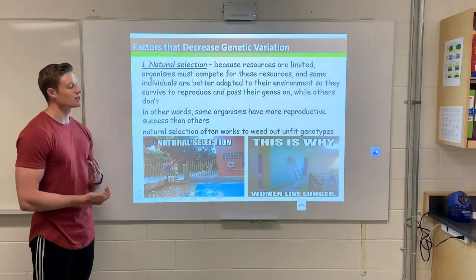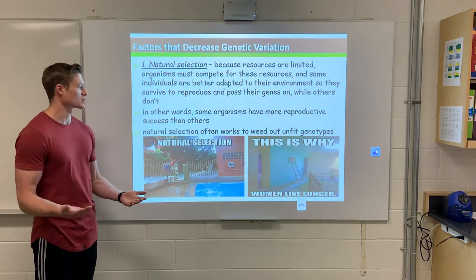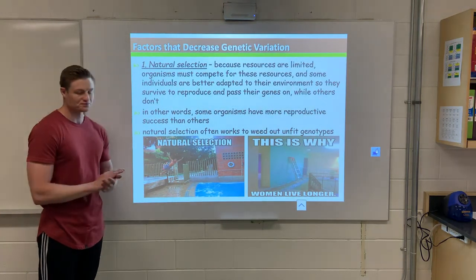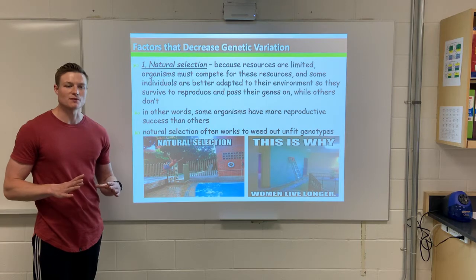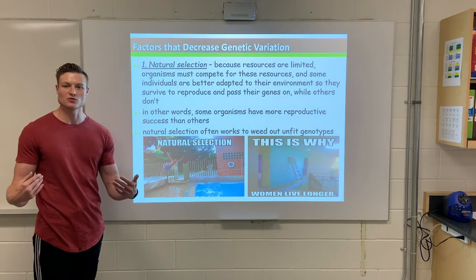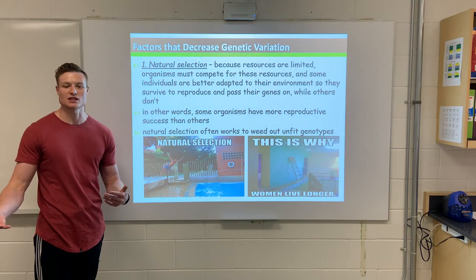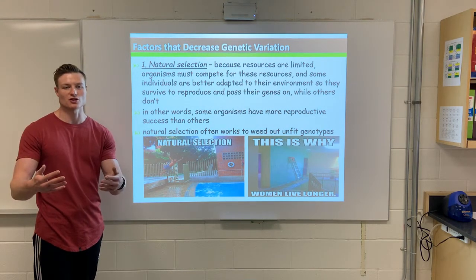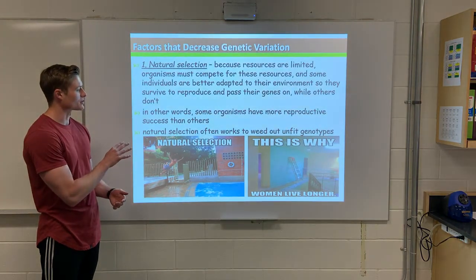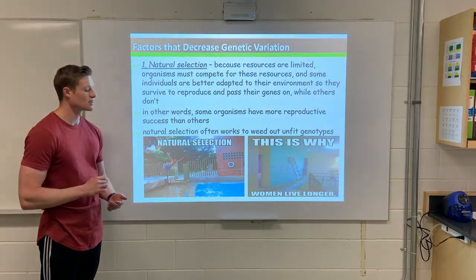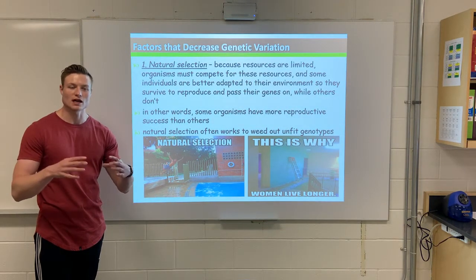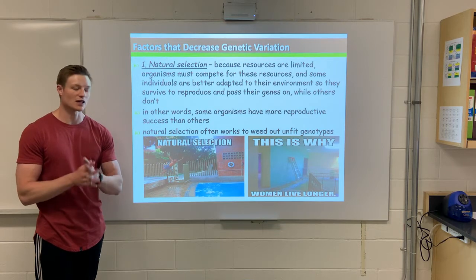Now, other ways that we can decrease variation, of course, natural selection. Natural selection is essentially the environment or the ecosystem selecting which traits are most desirable. Those traits will allow that organism to have a selective advantage, pass those traits on to their offspring, and away we go. Organisms that don't have this selective advantage or have unfit genotypes tend to be removed from the gene pool. So now we're whittling down our variation to the most desirable version.